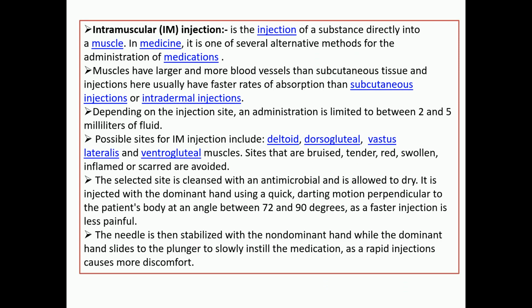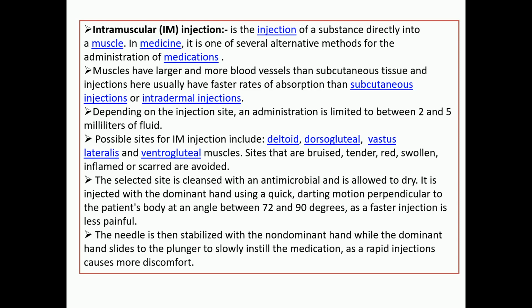Intramuscular injection is the injection of a substance directly into the muscle. In medicine, it is one of several alternative methods for the administration of medications. First, let us discuss which muscles are the site for the intramuscular injection. Muscle has larger and more blood vessels than the subcutaneous tissue. So injection here usually has a faster rate of absorption than subcutaneous or intradermal injection. Depending on the injection site, administration is limited to about 2 to 5 milliliters of fluid.